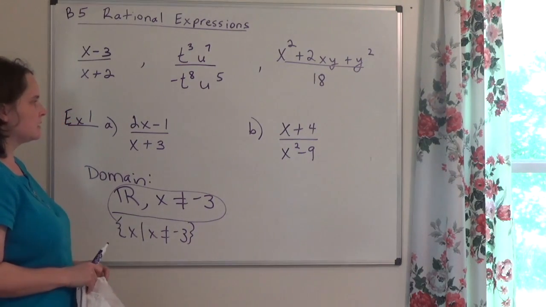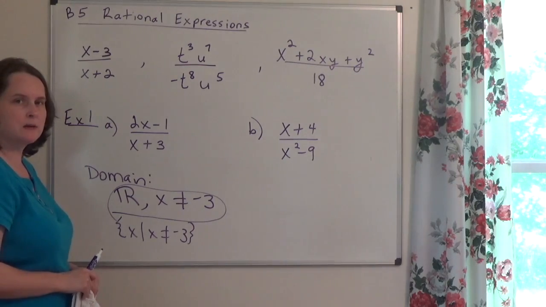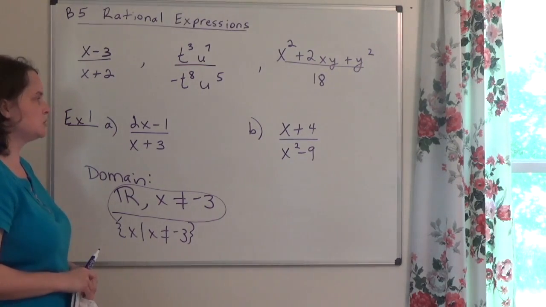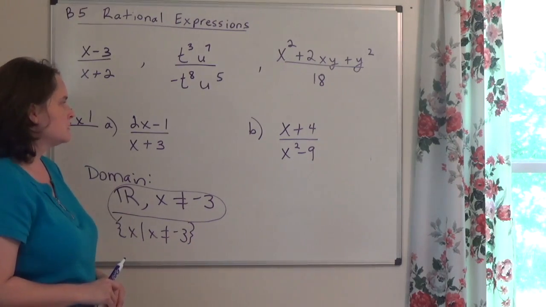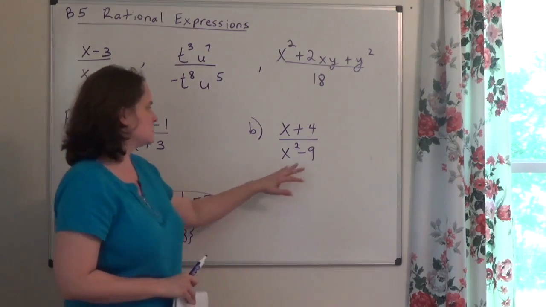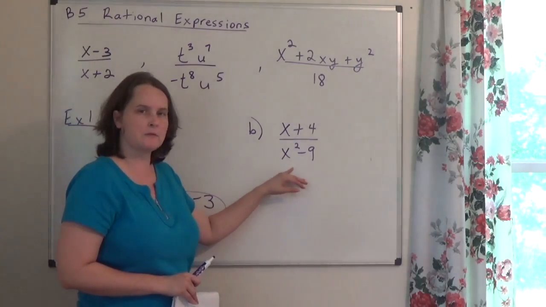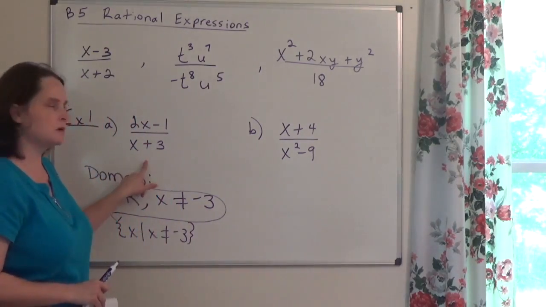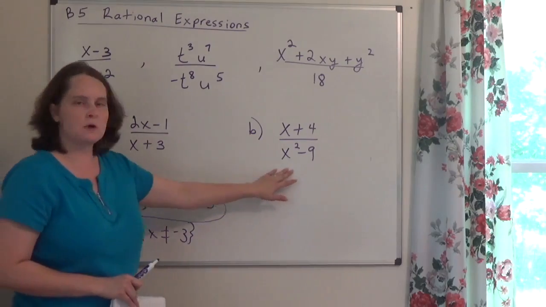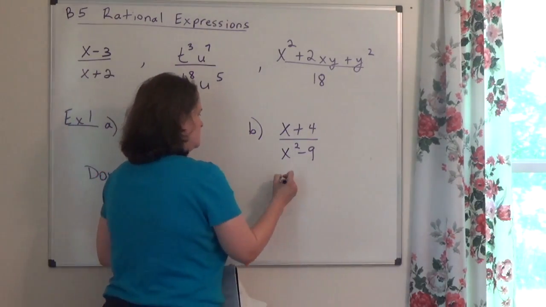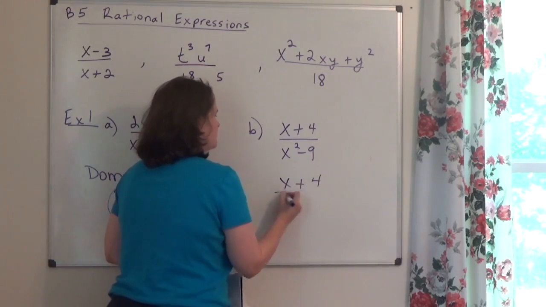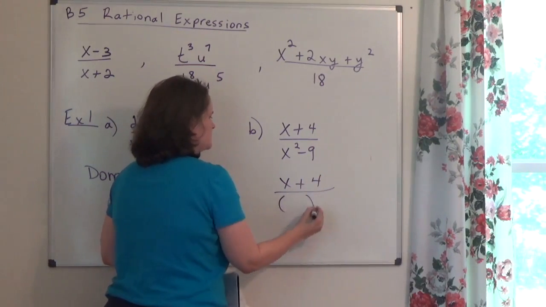What about part B? It's the same concept here. We've got to be careful that we're essentially looking for any value of x that would give us 0 in our denominator. Because this denominator is a little different from the last one, because this one could not be factored, but x squared minus 9 can be factored. So let's go ahead and factor that first. So we've got x plus 4 over, and then we know that's a difference of squares.